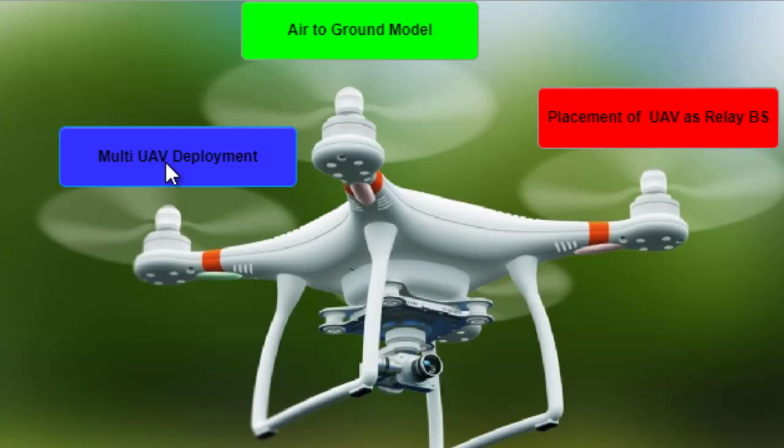This application is a standalone app that does not require the installation of the MATLAB program. The UAV placement app provides a solution for the air-to-ground path loss calculation, the 3D placement of UAV as air relay station, and multi-UAV deployment. This demo focuses on multi-UAV deployment.